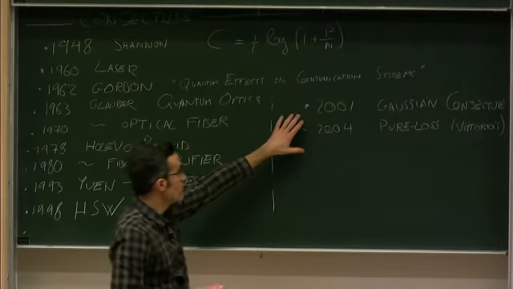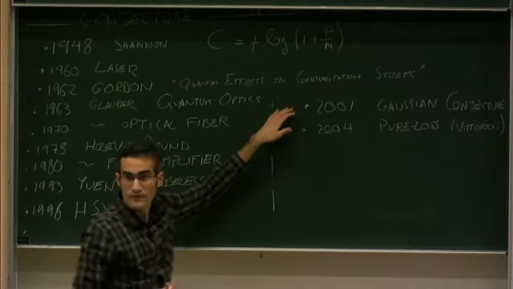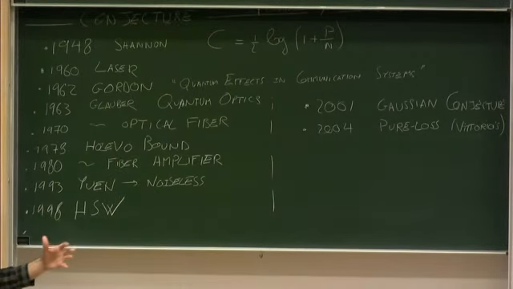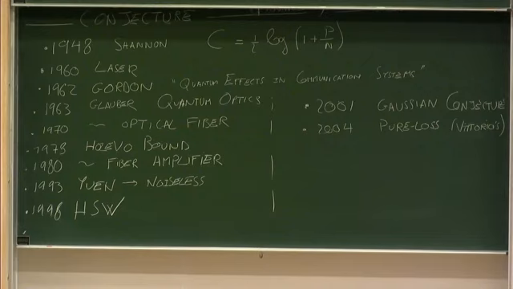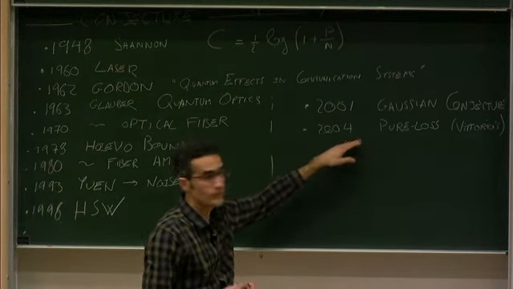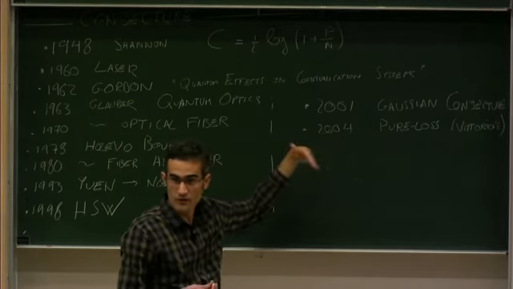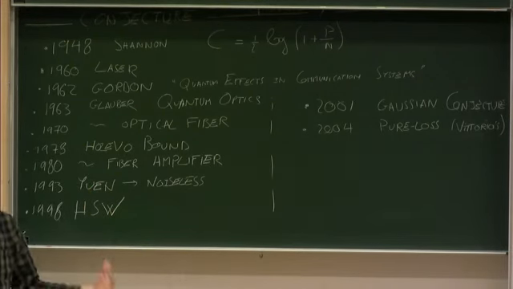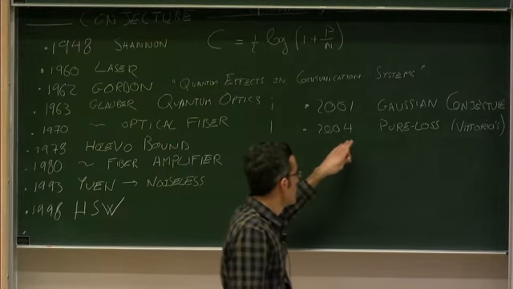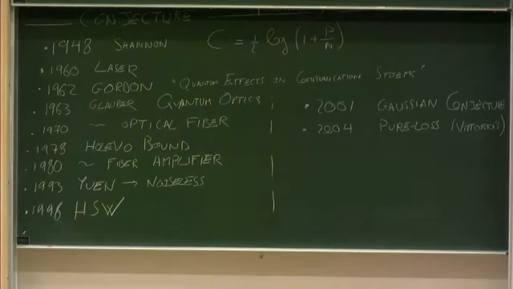In 2001, this Gaussian conjecture was first mentioned. The idea is that for this bosonic channel that models fiber optics or an amplifier, the optimal encoding will use Gaussian states. And in 2004, Vittorio Giovannetti and collaborators solved the first case, the pure loss channel, which is a specific case that models an optical fiber very well. But since then, all the physically interesting channels were not solved.